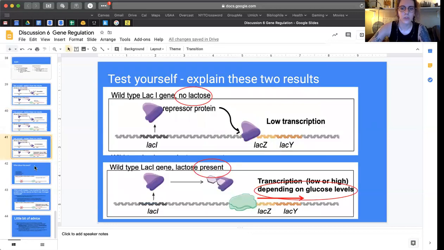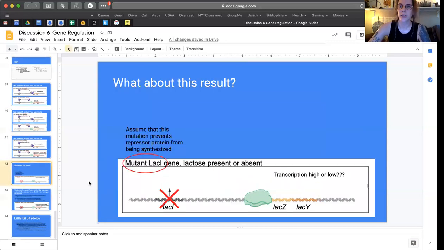Okay, so hopefully that makes sense about why you can't say this is automatically going to be high just based on this. Okay, what about this result here? Here we have a mutant repressor protein coding sequence, which we can assume that that mutation is going to cause the protein to no longer be able to be expressed. So this mutation is going to prevent any repressor protein from being made. And now we can try to predict, okay, how would that affect how this is regulated?